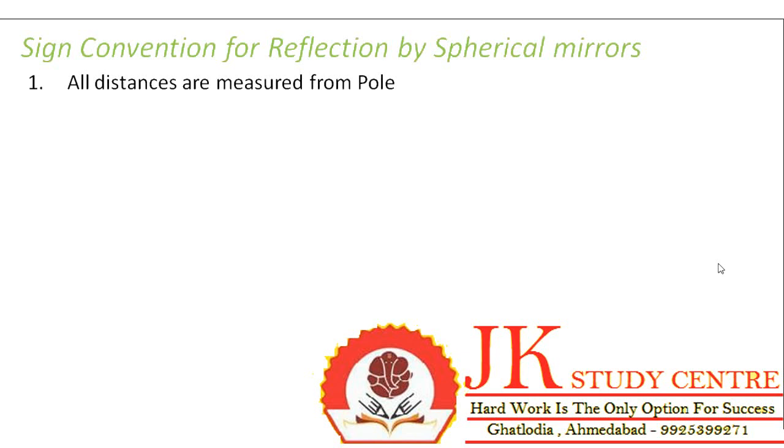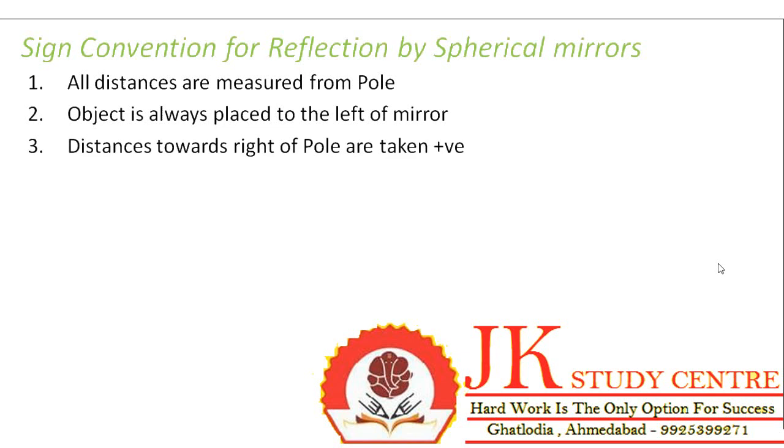The first convention is that all distances are measured from the pole. That means we consider the pole of the mirror as the origin. Next is object is always placed to the left of the mirror. Distances towards right of the pole are taken as positive. That's because, as I mentioned, pole is like your origin. So anything on the right hand side of the origin are positive, and anything towards the left hand side of the origin are negative.